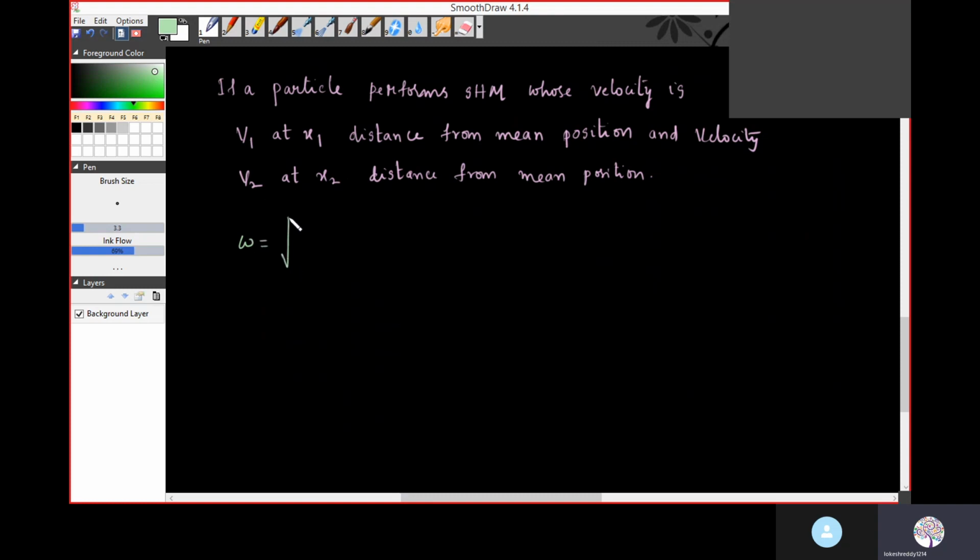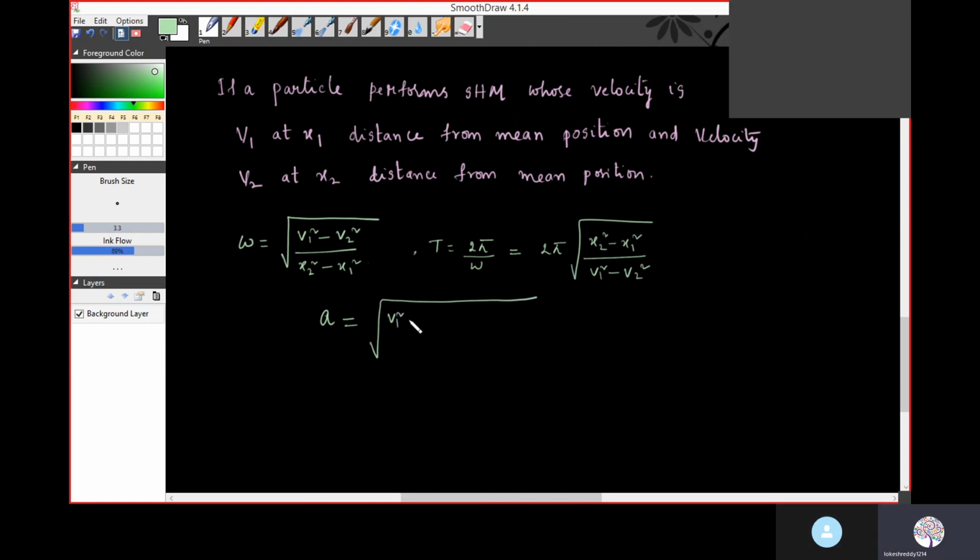Omega is equal to root of (v1 square minus v2 square) by (x2 square minus x1 square), and T is equal to 2 pi by omega, that is equal to 2 pi root of (x2 square minus x1 square) by (v1 square minus v2 square), and the acceleration a is equal to root of (v1 square x2 square minus v2 square x1 square) by (v1 square minus v2 square).